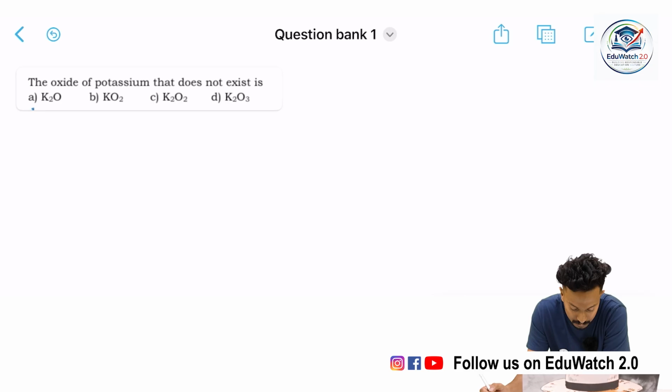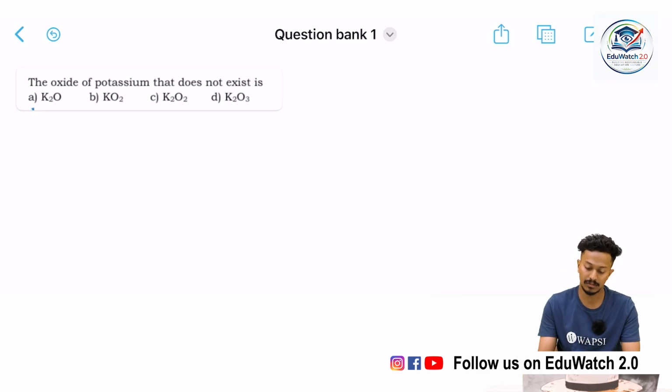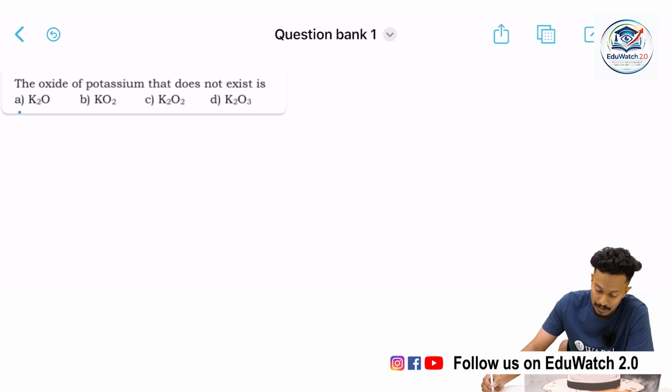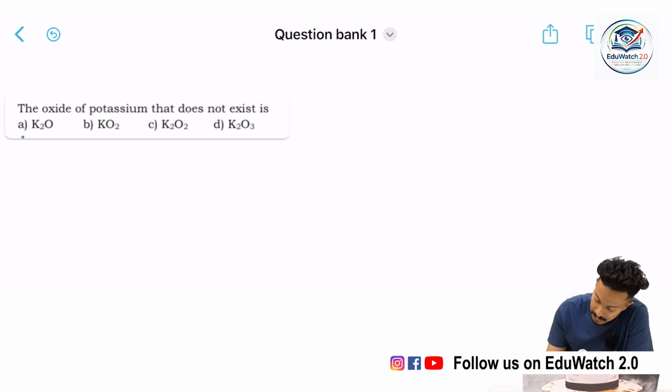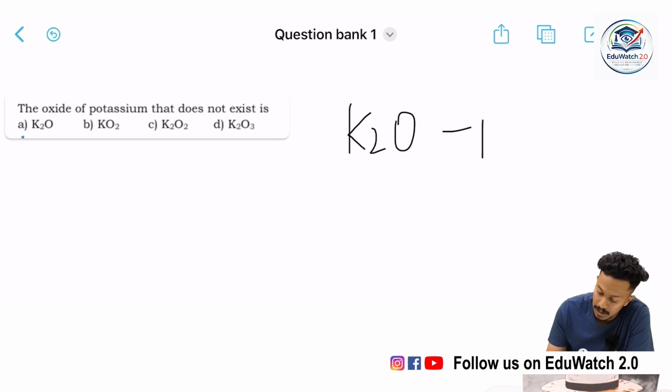So, the first question: the oxide of potassium that does not exist. Yes, we'll discuss. What are the oxides? The only oxides that can be formed here are actually K2O, which is potassium oxide, right?